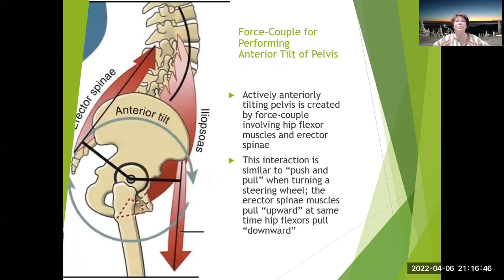So the force couple that performs the anterior tilt of the pelvis, actively anterior tilting the pelvis, is created by using hip flexor muscles to pull the anterior pelvis towards the anterior femur, and trunk extensor muscles, the erector spinae muscles, to pull the lumbar spine basically into extension. The erector spinae muscles also attach on the pelvis, so they're pulling the posterior side of the pelvis up, while the iliopsoas and other hip flexor muscles are pulling the anterior side down, producing that anterior pelvic tilt.